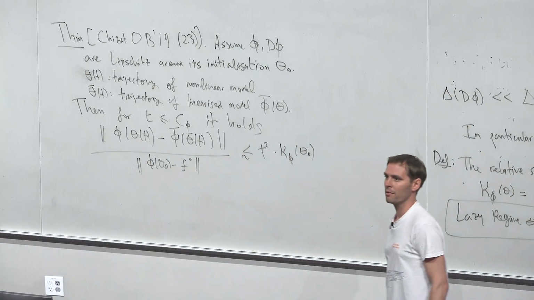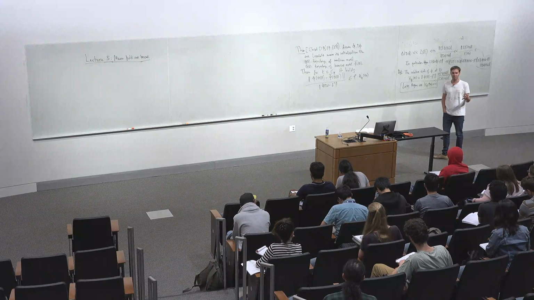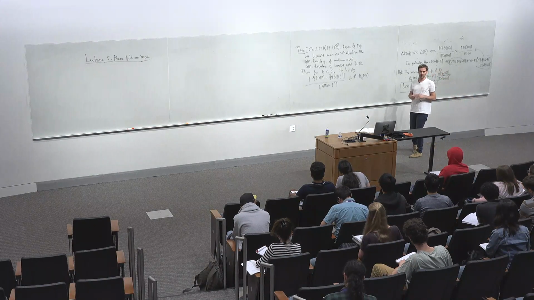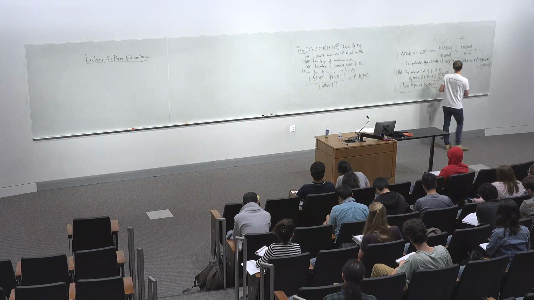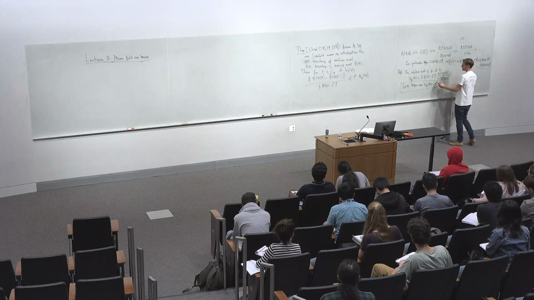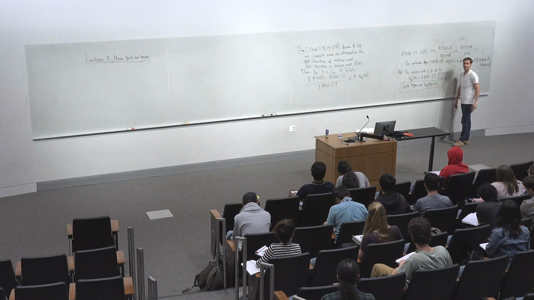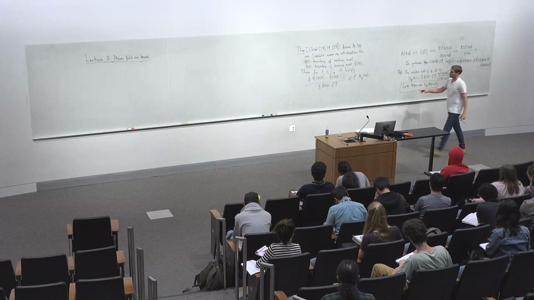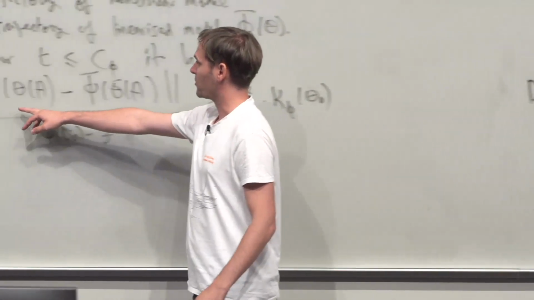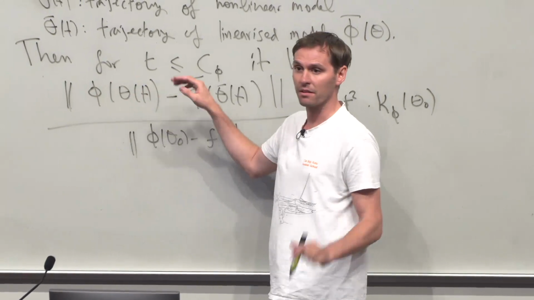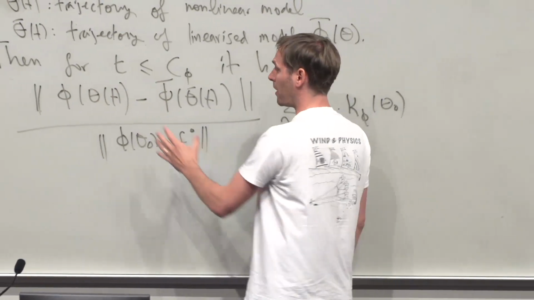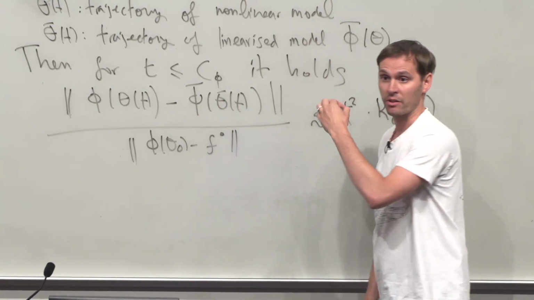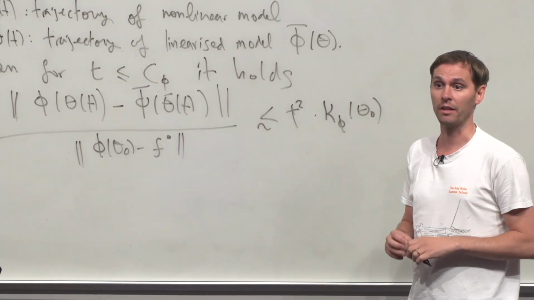Okay, so here we are just quantifying, formalizing the intuition that we described this morning: when this relative scale is very small, the trajectories that I visit using gradient flow on the nonlinear model can be very well approximated by the trajectories I would get if I was just considering the linear model instead.